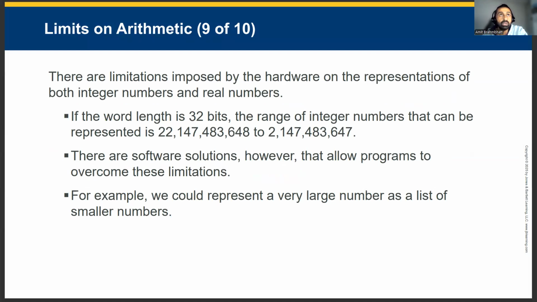Integer limits and workarounds. This slide highlights the limitations imposed by fixed word lengths in hardware. For example, with a 32-bit signed integer, the representable range is from negative 2,147,483,648 to positive 2,147,483,647. Any value calculated outside this range will overflow.